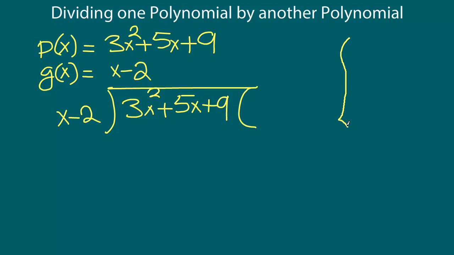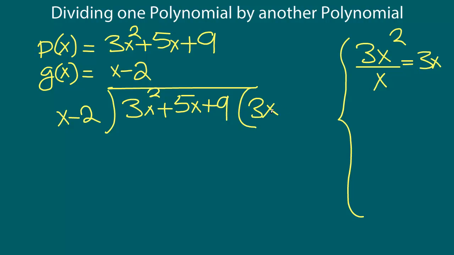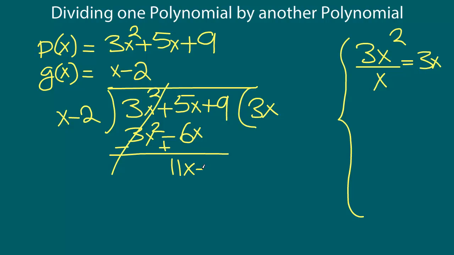So we take the first term, which is 3x squared, and divide that by x, the first term of the divisor, and we get 3x, right? First term is 3x. So when we take 3x, multiply with both the terms here, we get 3x squared and minus 6x. Now when we subtract, the sign reverses. So this cancels out. So 6 plus 5 is 11x plus 9.